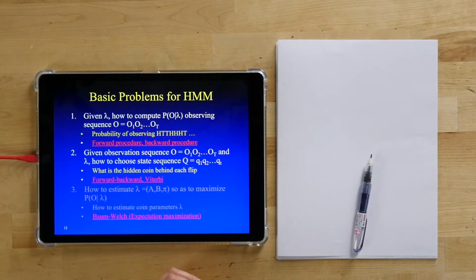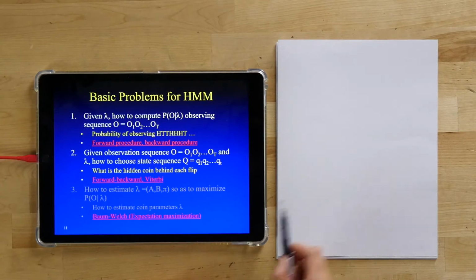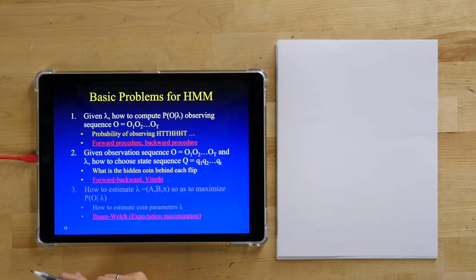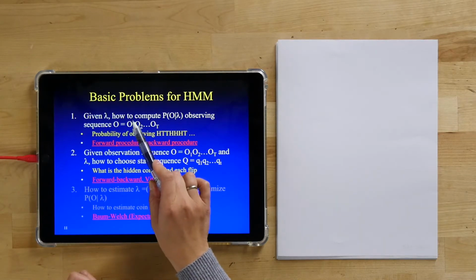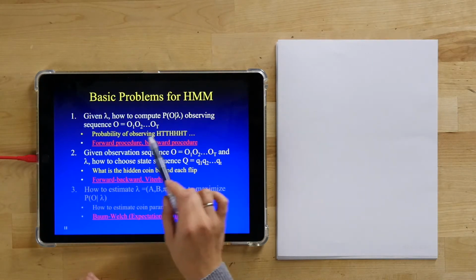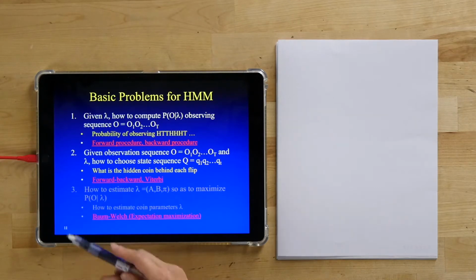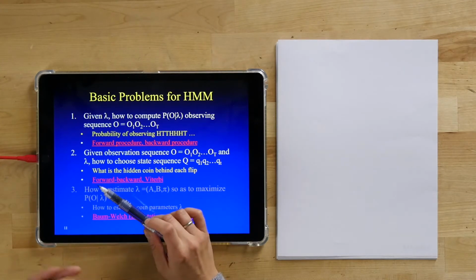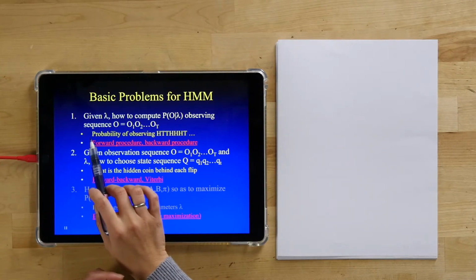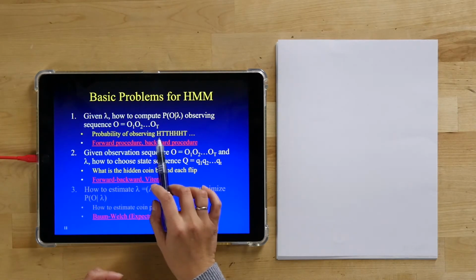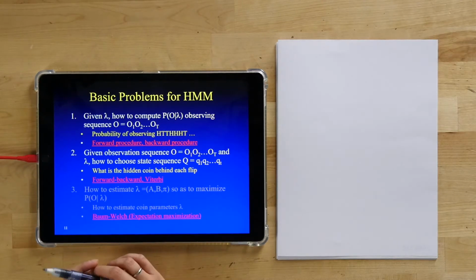Okay, so let's go to the first problem. And again, we're going to use the coin flip example to explain. So given all the parameters in a hidden Markov model, how do we compute the probability of certain observations? So in this case, supposedly we know the coin, we also know the transition probability and the emission probability. And we ask, what is the probability that we're going to see this string of coin flips?